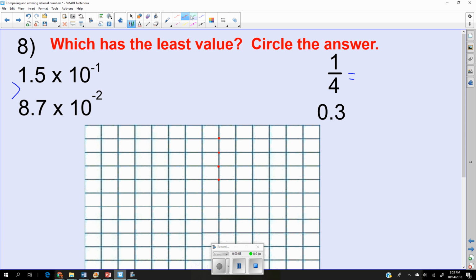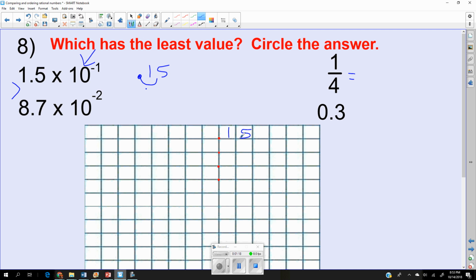Okay. All right, so let's go ahead and change the first one. Let's start here. I'm going to write my 1 and my 5. And to change that to standard form or decimal form, I'm going to put my pencil where the decimal point is, and I'm moving it 1 place to the left. So it's 0.15. I'm going to put it on the grid.